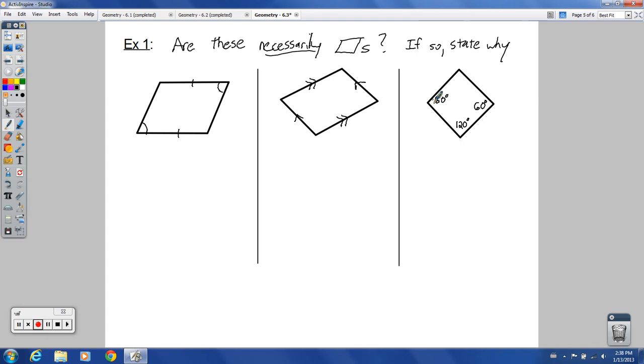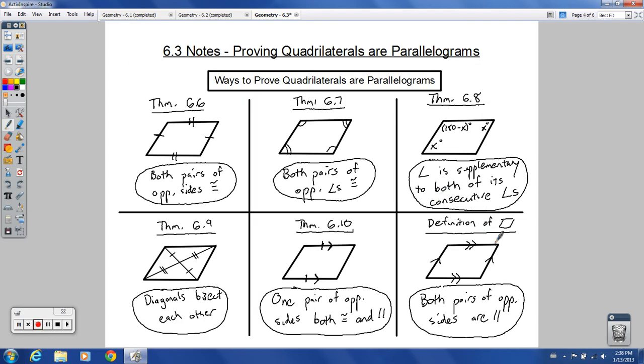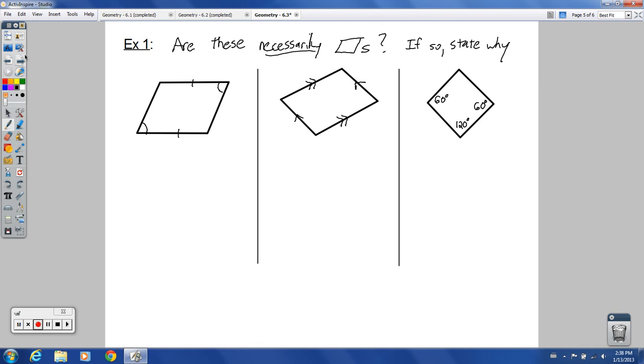This looks more like a 90-degree angle than 60, but you assume what's true as what's given to you in the picture, not what it looks like. So this one, are these necessarily parallelograms? This one I would say is a little bit harder to determine. So we're going to come back to this one. Let's deal with the easier one, the easiest one first here. This right here, that's the definition of a parallelogram. If you have two pairs of opposite sides being parallel, then you say, yeah, that's got to be a parallelogram. So this one is yes.